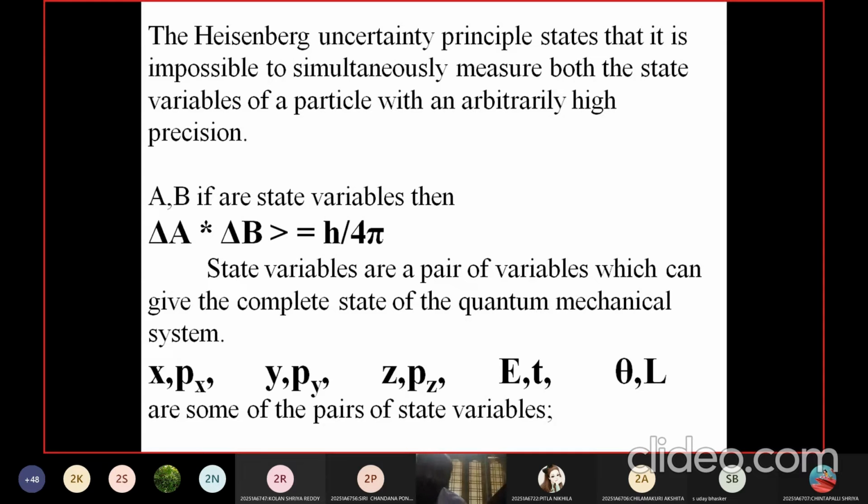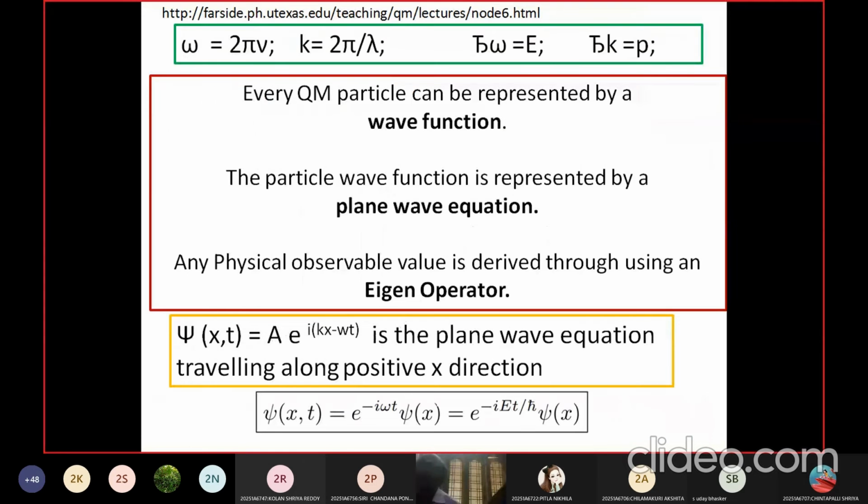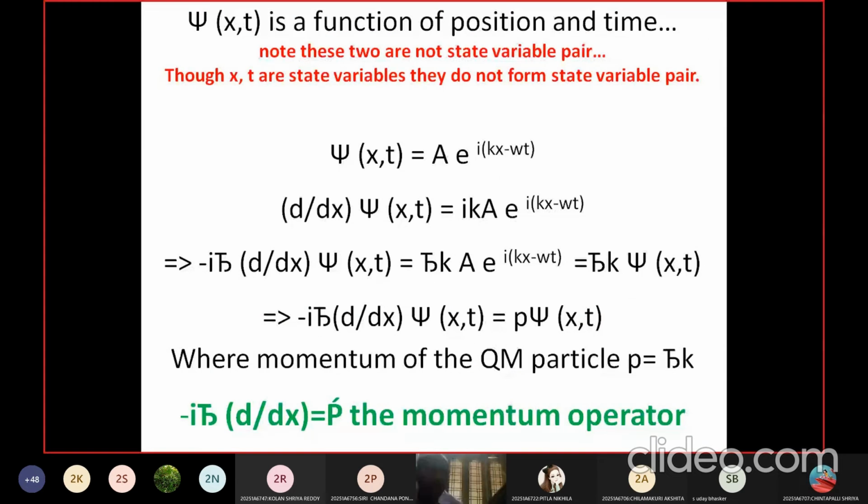X, Px are state variables. That means position and momentum are state variables, energy and time are state variables, right? In place of X, Px, we can also write P and E, in place of T also E. We can write psi of E, T or psi of P, T, and just as we wrote psi of X, T, we can also write psi of P, E. That's all. This is nothing new.